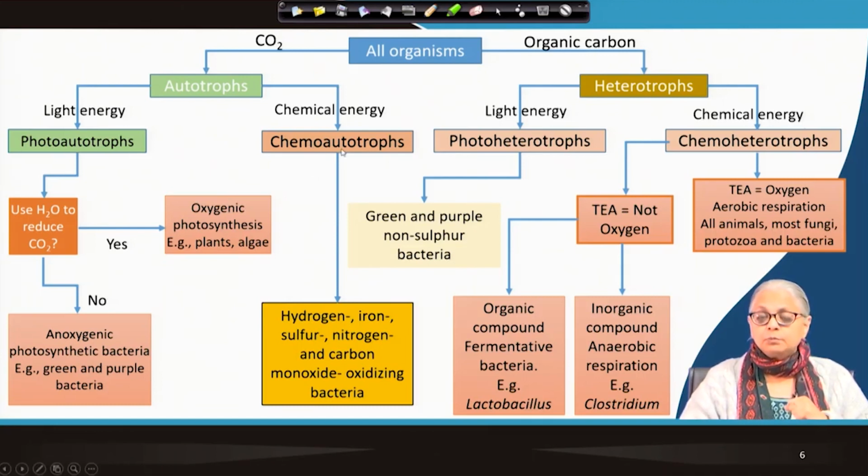Then we come to chemoautotrophs. Chemoautotrophs, like I just mentioned in the previous slide, are capable of utilizing several inorganic compounds. These are the lithoautotrophs. You can use the term lithotrophs or chemoautotrophs. Both are equally acceptable. Hydrogen, iron, sulfur, nitrogen, carbon monoxide oxidizing bacteria are all examples of chemoautotrophs.